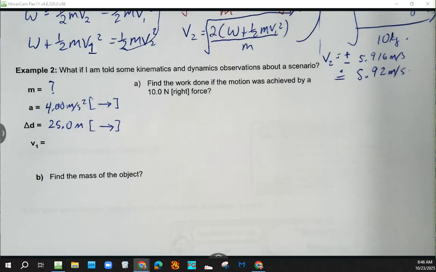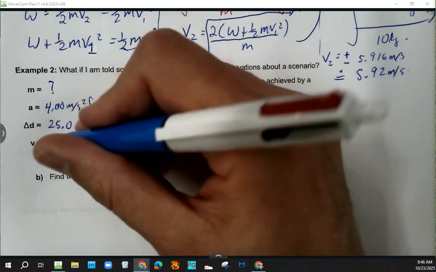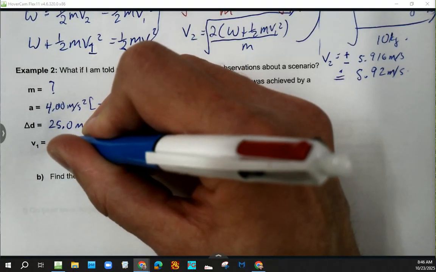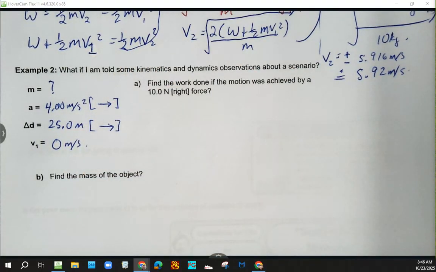It's picking up speed. It's some sort of like a rocket skateboard or something like that. Who knows, okay? Say, okay, well, it starts from rest. If it starts from rest, 0 meters per second, we've got a question. Find the work done if the motion was achieved by a 10 Newton force to the right.